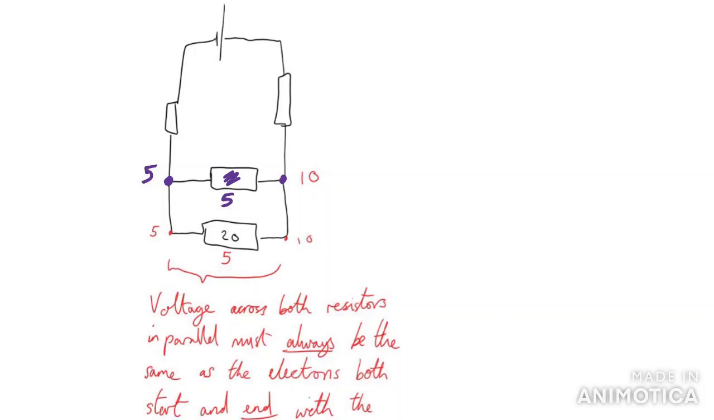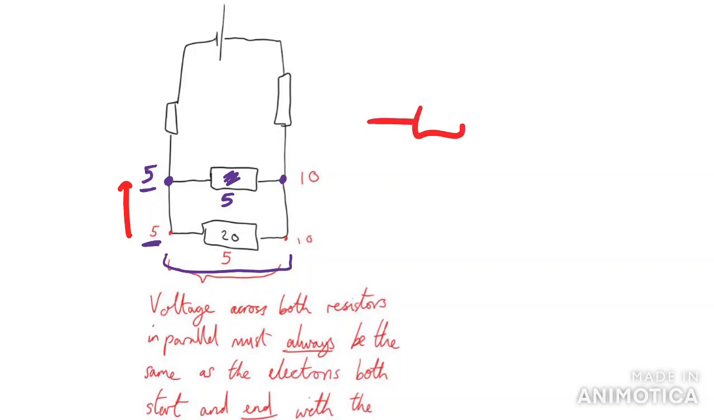Well, you know for sure that there is a voltage of 5 across this bottom one as well, simply because we cannot have a different answer here to what we have here. Obviously if an electron has 5 units of energy here, then it will also have the same amount there because it hasn't spent any more. So just remember that for things in parallel, they'll have the same voltage across them, simply because the electrons start off with the same amount of energy and finish with the same amount of energy. So they have to have the same voltage across each.